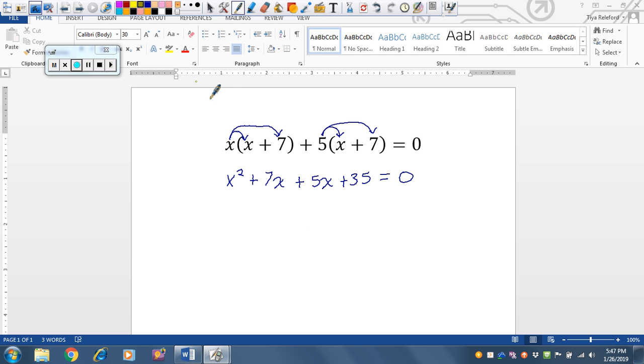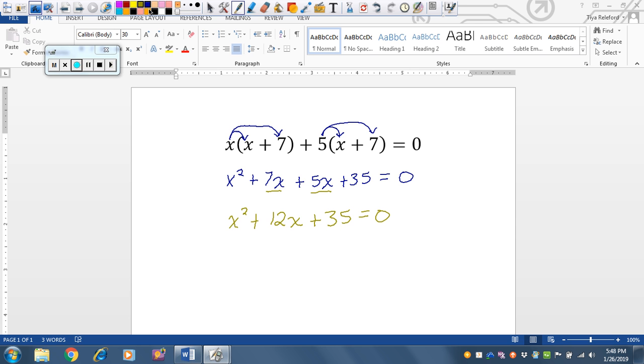Now we combine like terms. So x squared is the only one of its kind, but we do have two regular x's. So if you have 7x's and 5x's, that makes 12x's. So once you get it in this format, x squared plus x with a coefficient plus a regular number equals 0. It has to equal 0. Once you get it squared away like that, you use the quadratic formula.